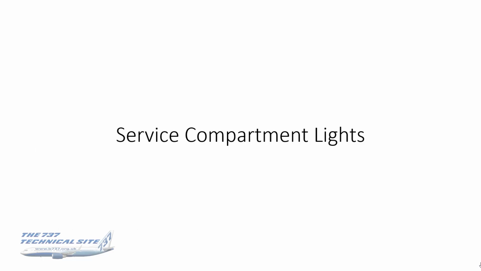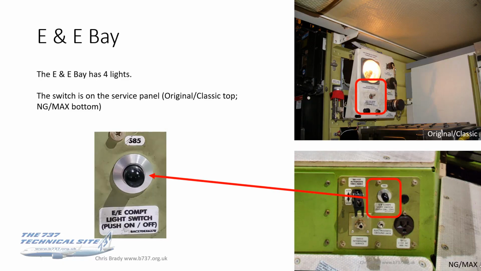Okay, service compartment lights. Engineers become familiar with these, pilots less so. In the E&E bay, start there. There are 4 lights in there. Well, actually, it depends whether we're talking about NGs and Maxes or classics and originals, but 4 lights on the modern variants. The switches are on the service panel, which you can see on the original and classics in the upper photo, and on the NG and the Max in the lower photo. So it's just a push button switch on the NG and the Max.